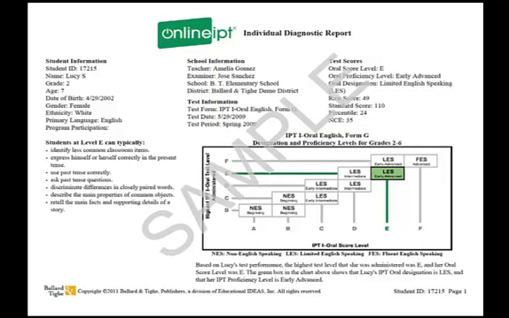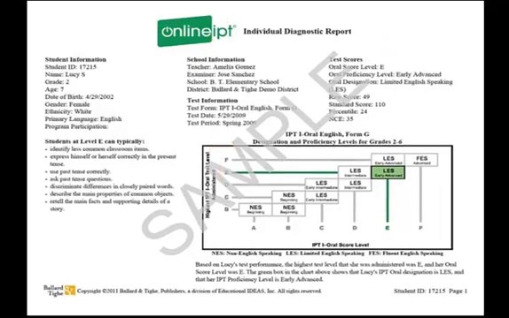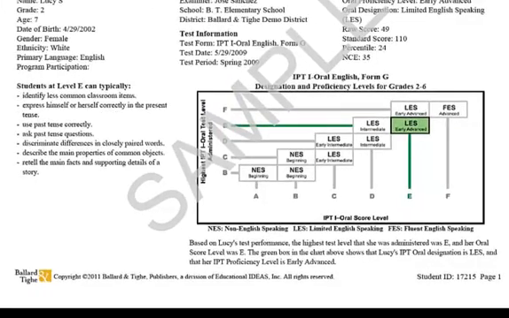For the purpose of this training, we're going to take a look at another student's diagnostic report. Here's the first page. On top, you have the student information, the school's information, the test information, and then the test scores. On the bottom half, we see a summary of the profile level and the designation results and what they mean, including the highest test level administered and where testing stopped.